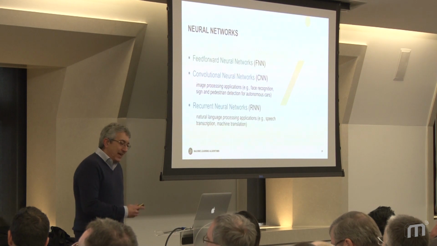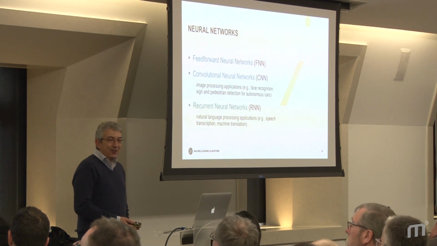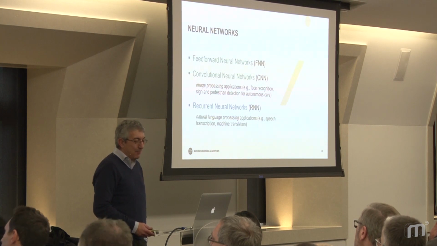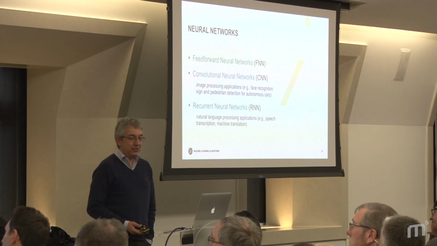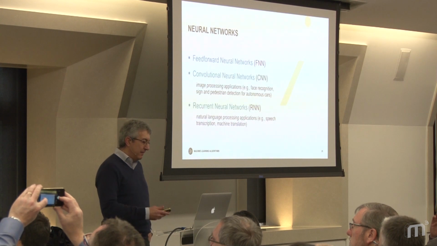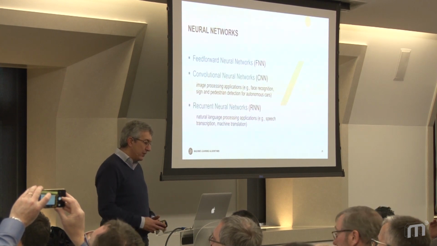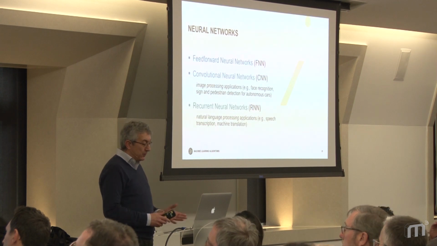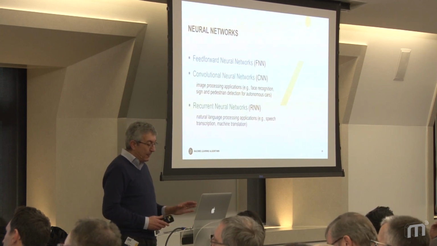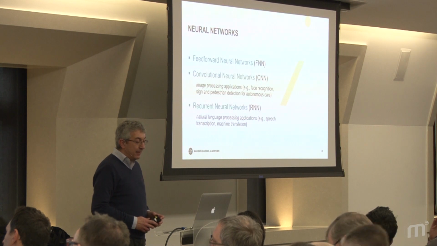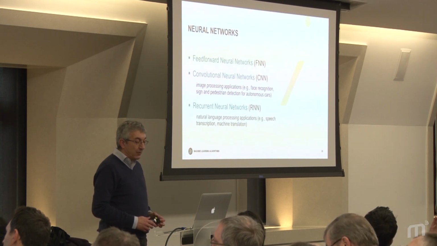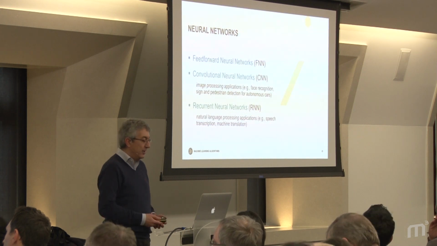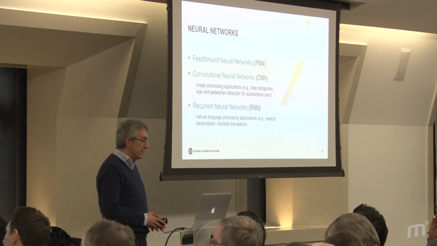So those were, as I said, very popular until not many years ago, but nowadays the most popular architectures are really based on neural networks and deep architectures. The broader classification of neural networks are feed-forward neural networks, convolutional neural networks, and recurrent ones. Convolutional networks have been achieving over the years outstanding results in image processing applications, face recognition, sign detection, pedestrian detection.